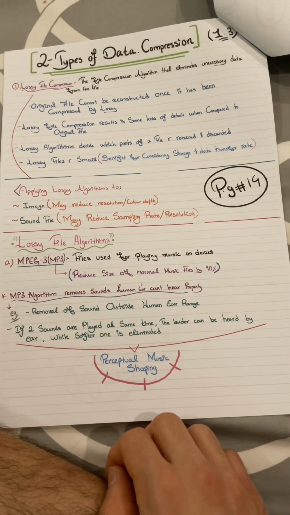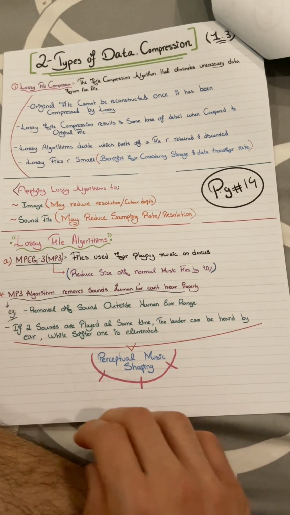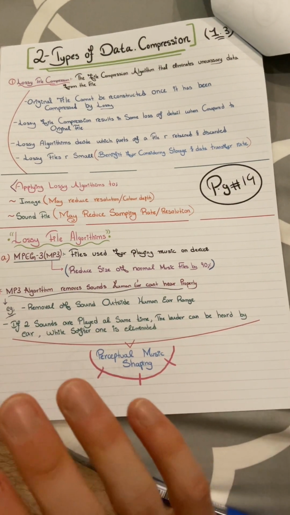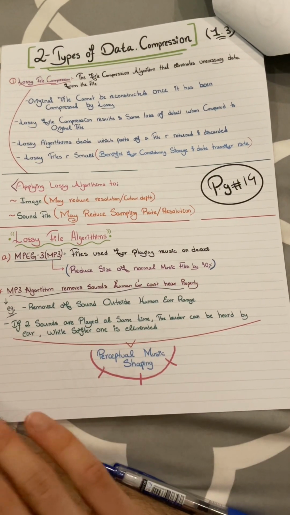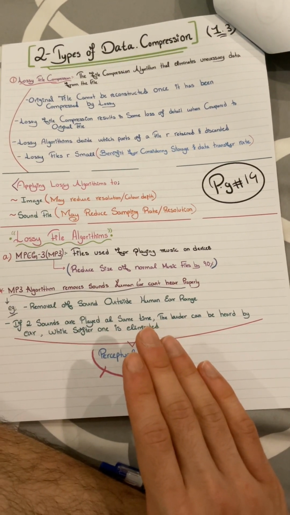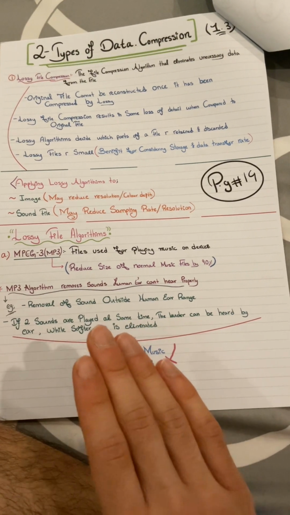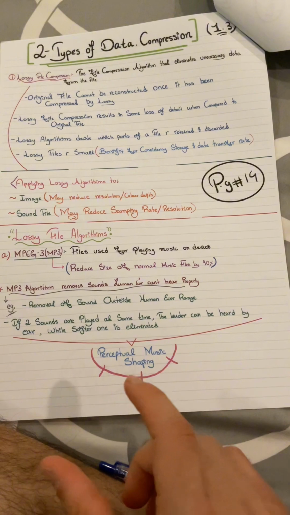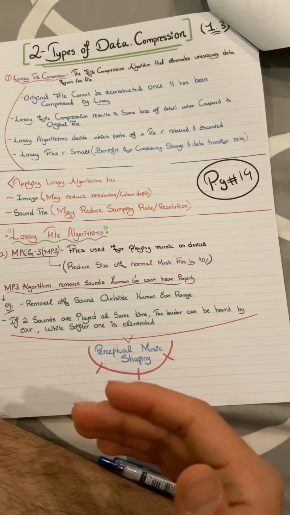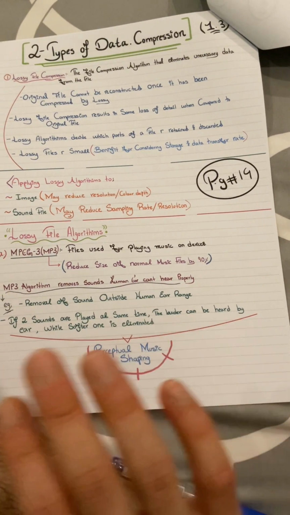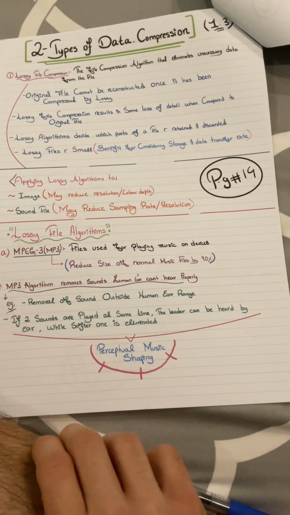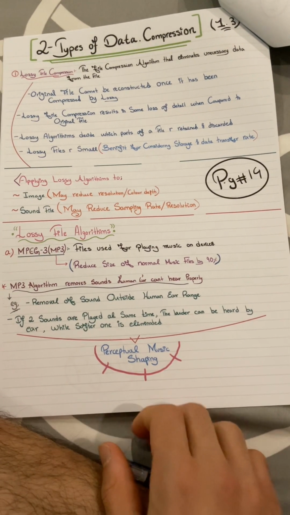So, lossy file compression is a file compression algorithm that eliminates unnecessary data from the file. Okay, so the original file from lossy compression cannot be restored in any case. Lossy file compression results in some loss of data compared to the original file, and the lossy algorithm decides itself which parts of the file it needs to remove. Lossy files are small, okay, and they are good for high rates of data transfer.